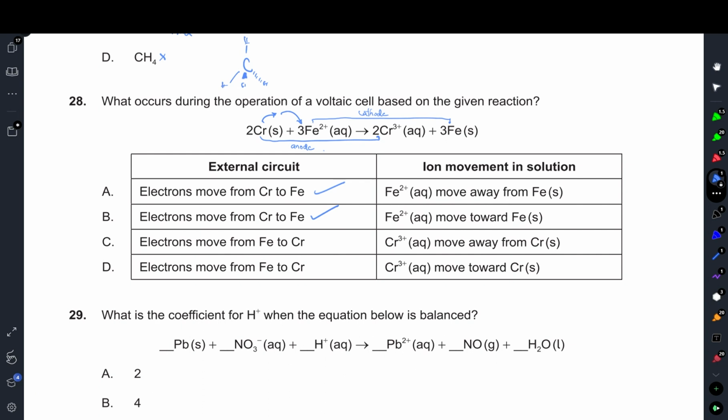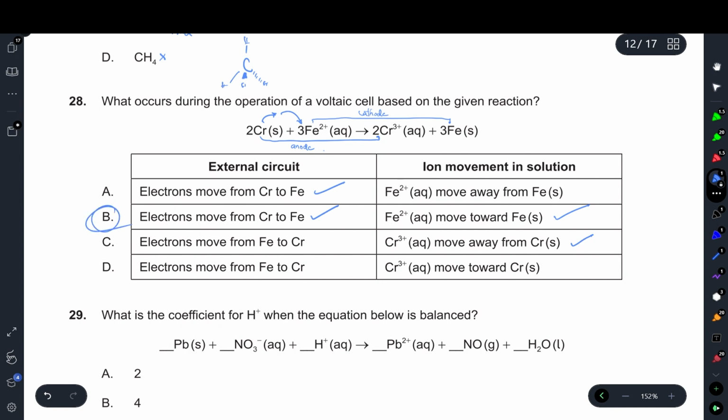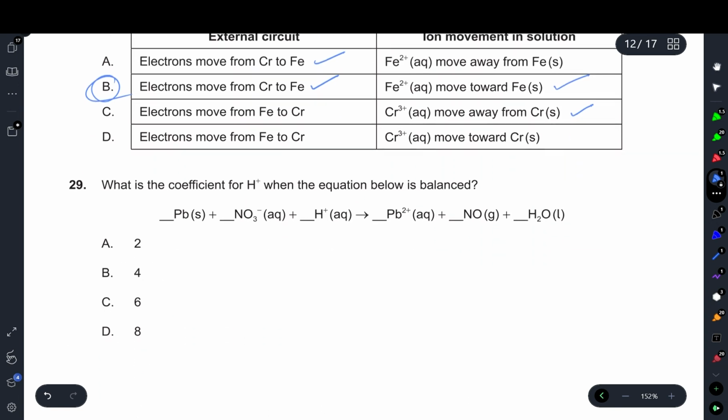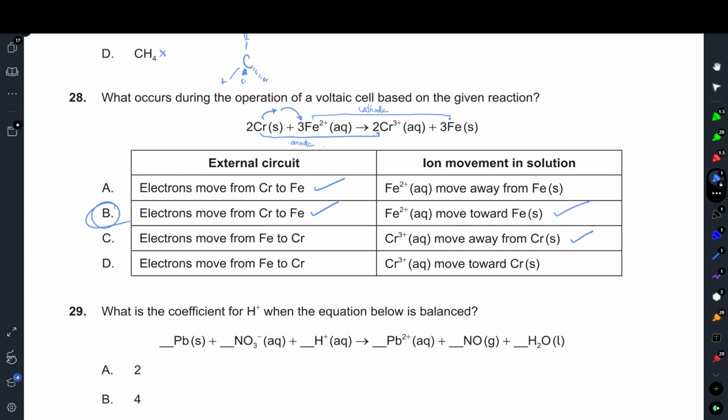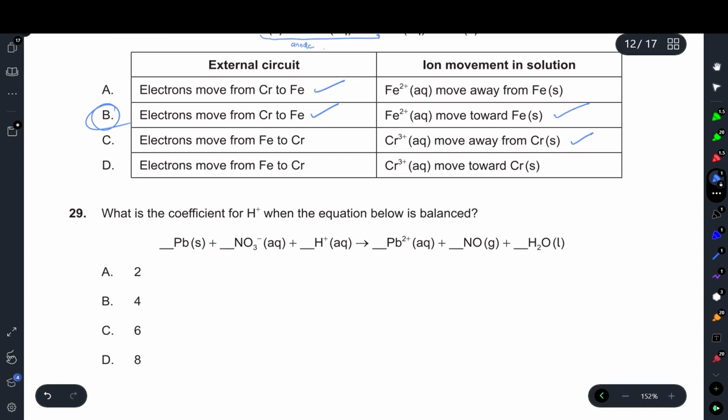And let's look at this, the ion movement in solution. Ions are moving towards Fe2+ to regenerate, or to be reduced, at the cathode. So this is correct. And Cr3+ ions are also moving away from Cr. But you need to make sure that both values in the table match, which means that question number 28, option B is the correct answer.